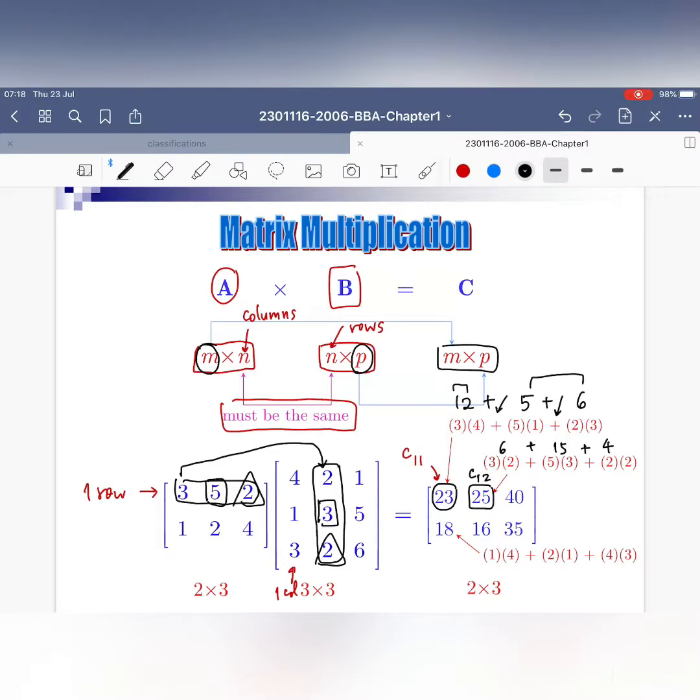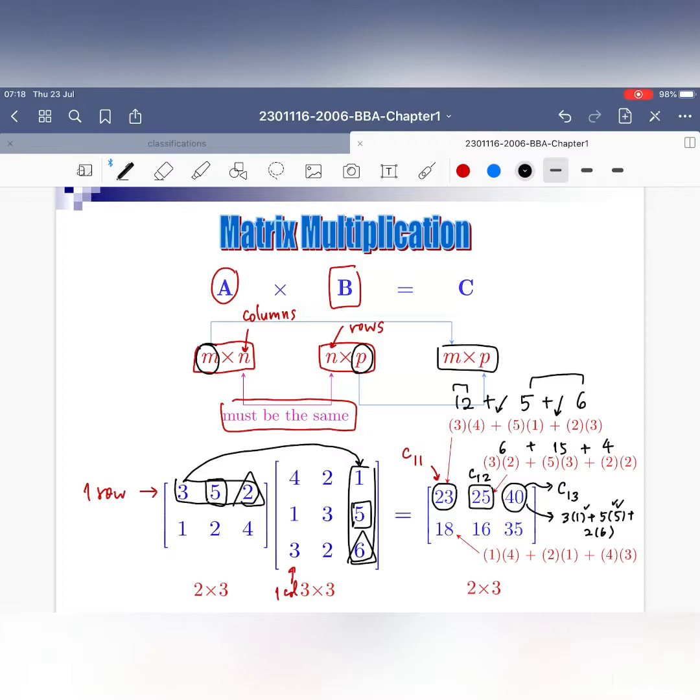All right, so you move to the next position. You keep the first row, but then you go to the third column. So you are going to obtain this one, which is C13. The first row, the third column. So here 3 multiplied by 1, 5 and 5, 2 and 6. So there you have 3 and 25, which is 28, and 12. So you got 40.